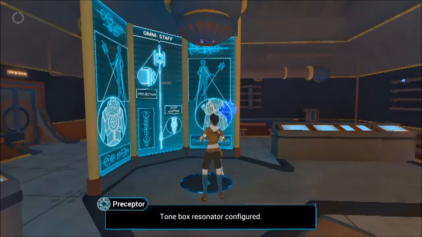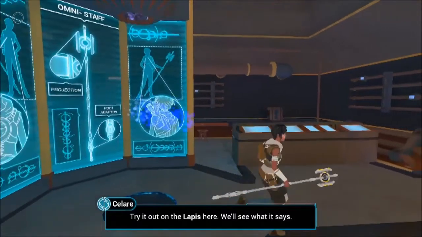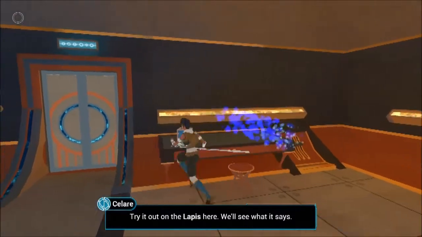Tonebar resonator configured. Updating Panoptica to display new interactions. Try it out in the lapis here. We'll see what it says.